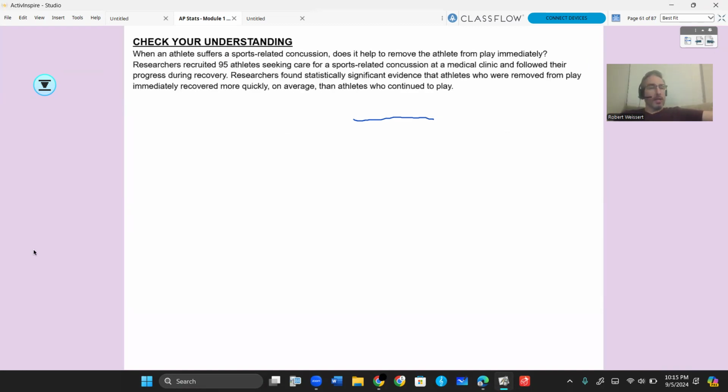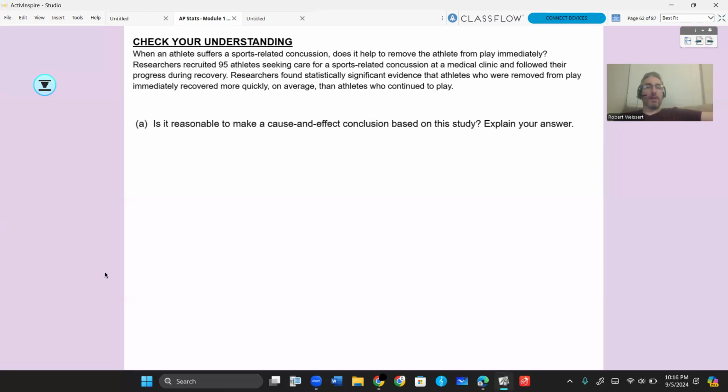All right, let's look at this last check your understanding. You can pause it, try it on your own if you'd like. When an athlete suffers a sports-related concussion, does it help to remove the athlete from play immediately? Researchers recruited 95 athletes seeking care for a sports-related concussion at a medical clinic and followed their progress during recovery. Researchers found statistically significant evidence that athletes who were removed from play immediately recovered more quickly, on average, than athletes who continued to play.